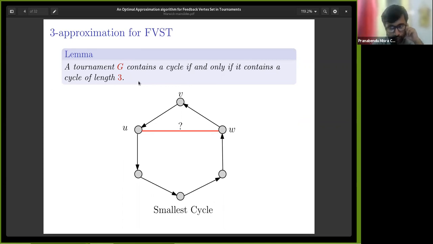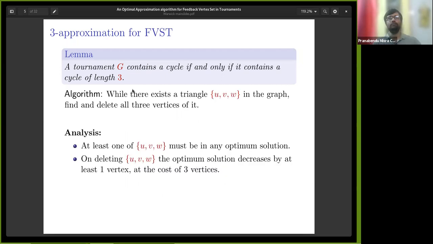So if you take a tournament and eliminate all cycles of length 3, then you have basically eliminated all cycles in it. And this fact sort of gives you a 3 approximation algorithm. Well, take your tournament, find a cycle of length 3, and remove all 3 vertices of it. And this is a factor 3 approximation because you know that you have to pick at least one vertex of this triangle, and you're picking 3 vertices. So you're not doing worse than factor 3. Right? So this, I hope, is clear to everyone.